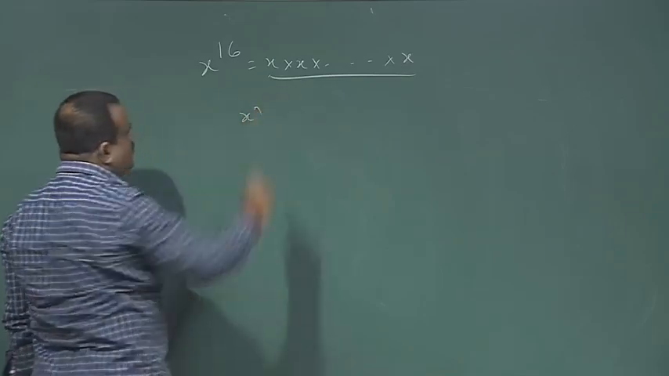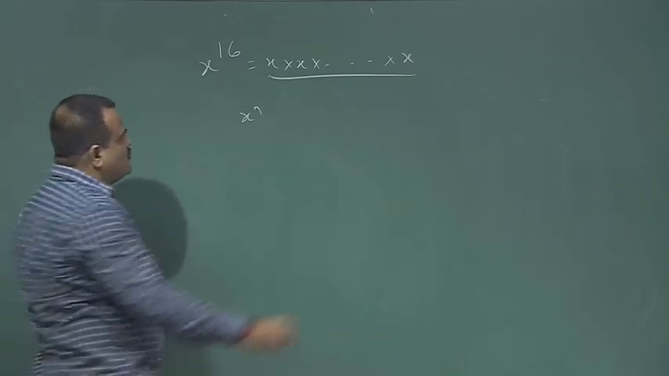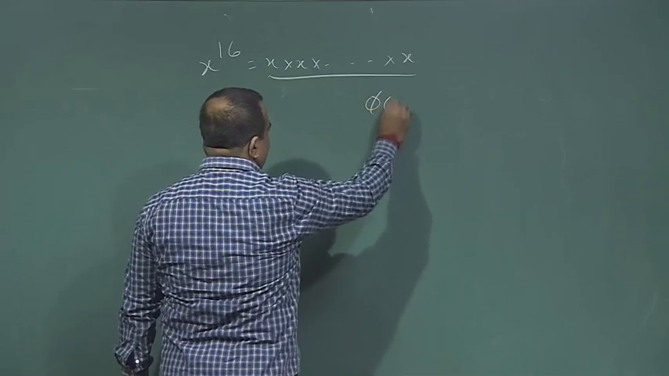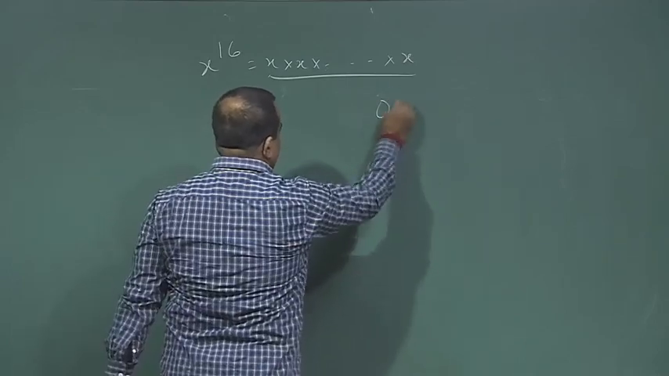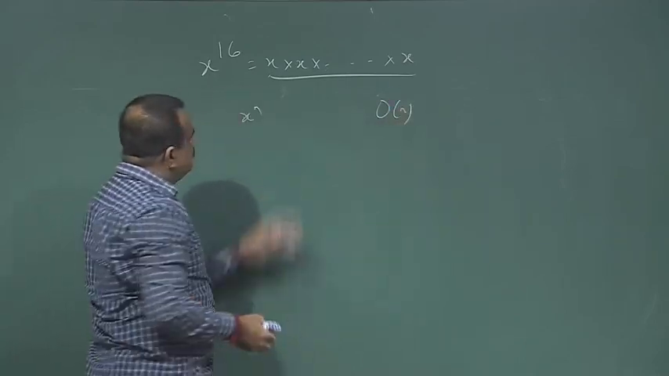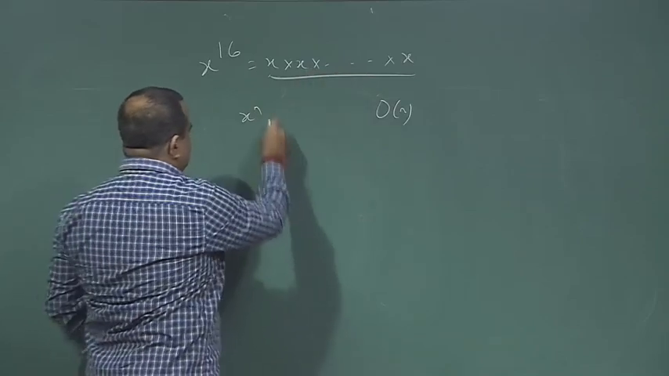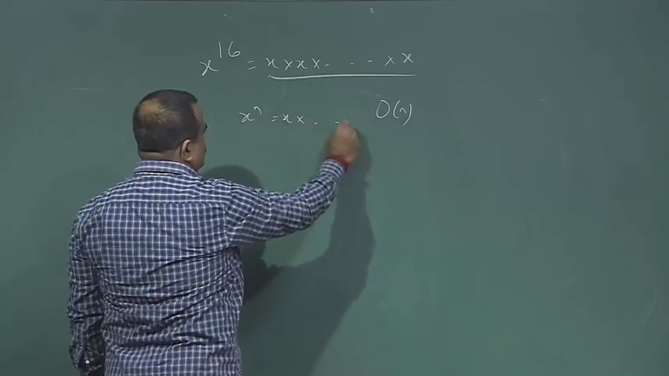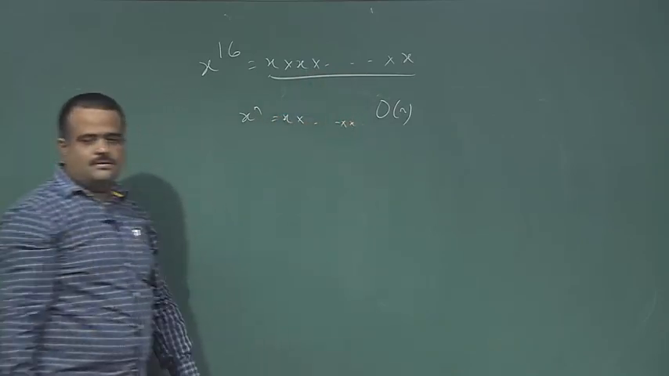So this is a naive approach. It will take order of n multiplications if it is x to the power n.